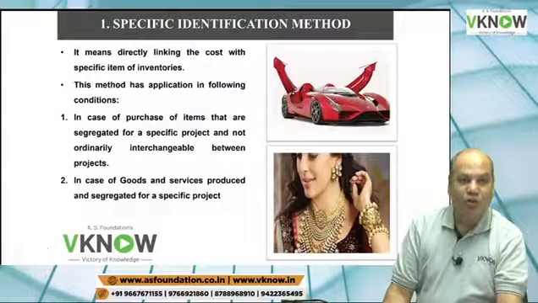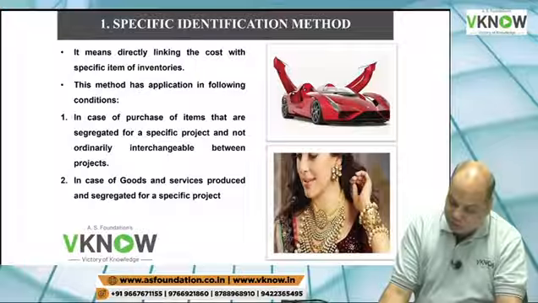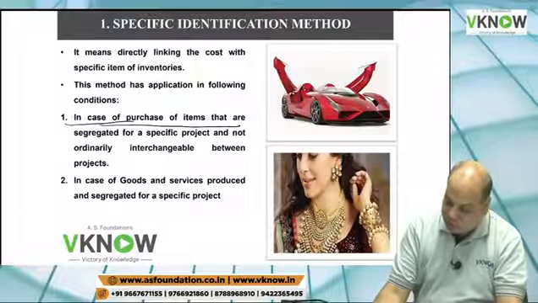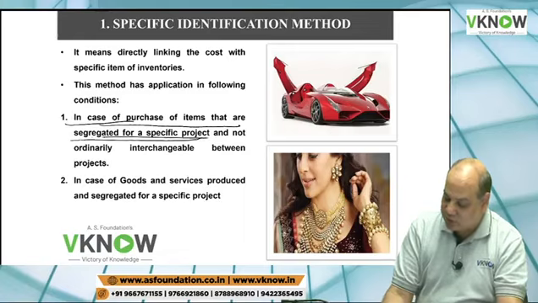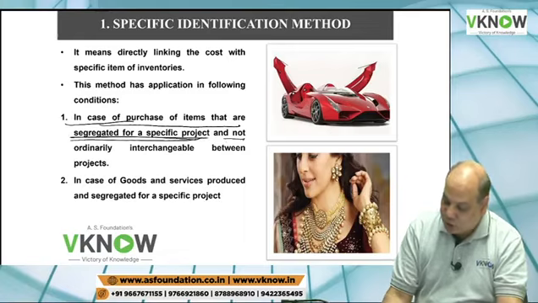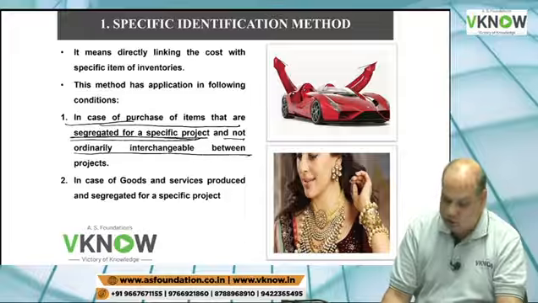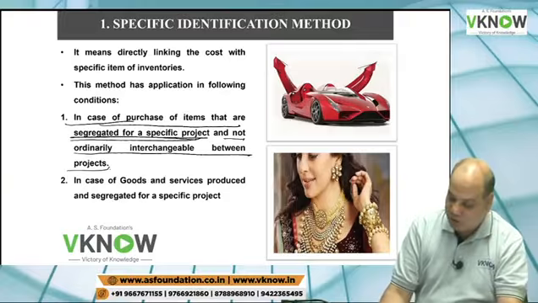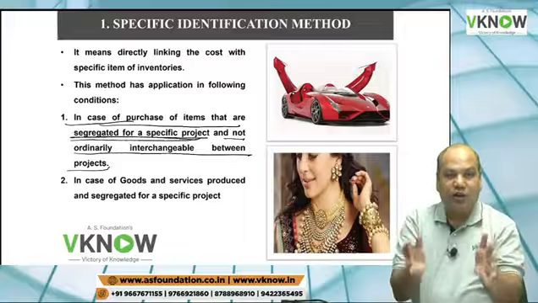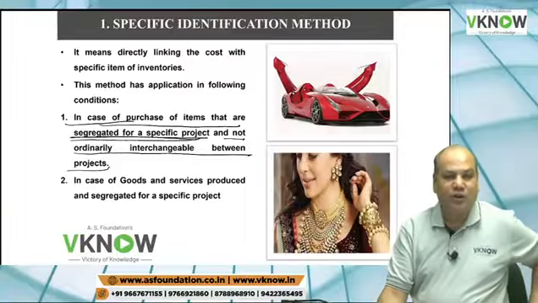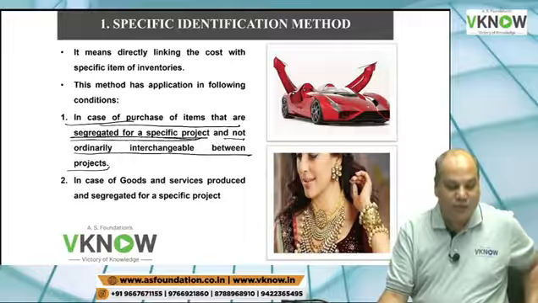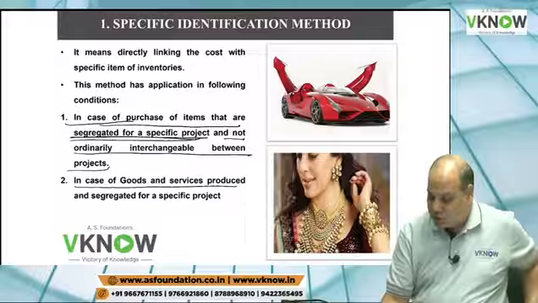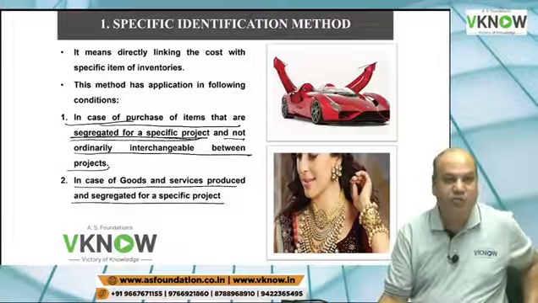So when can you apply specific identification method? In case of purchase of items that are segregated for a specific project and not ordinarily interchangeable between the projects. Okay, so the goods for one customer cannot be interchanged with another customer. I gave you the example of a designer car. I gave you the example of jewelry. And in case of goods and services produced that are segregated for a specific project.